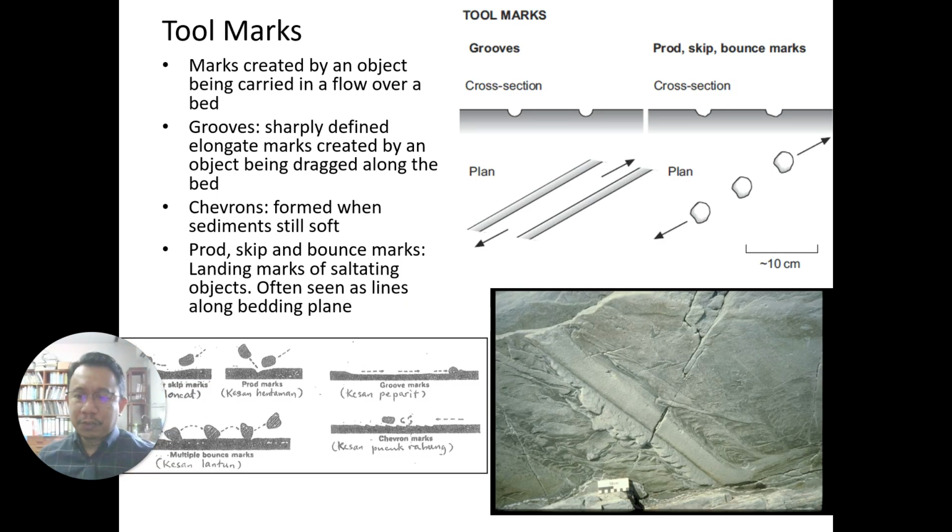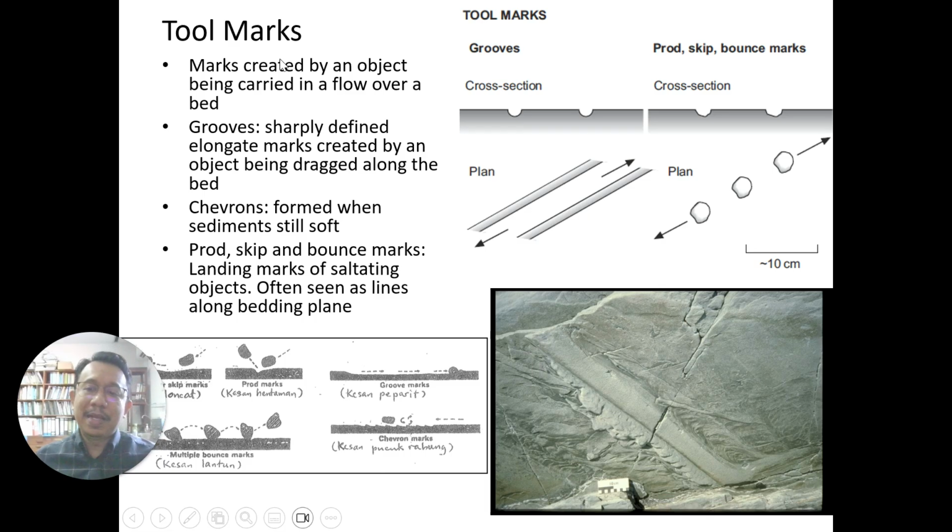Other kinds of sole marks you can get. These are what we call tool marks. So in this case, it's not just turbulent eddies. You need to have an object forming the mark. Okay. These are marks created by an object being carried in the flow over a bed.